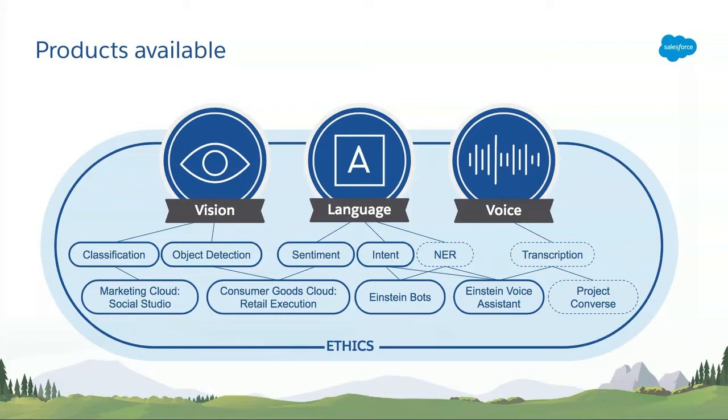So Marketing Cloud Social Studios leverages image classification. Consumer Goods Cloud, that went GA in October, just got announced. They're using object detection as well as sentiment. Einstein Bots uses intent and NER. Einstein Voice Assistant, which we announced last year and is a big part of the voice strategy that we have, uses intent, NER, and transcription.